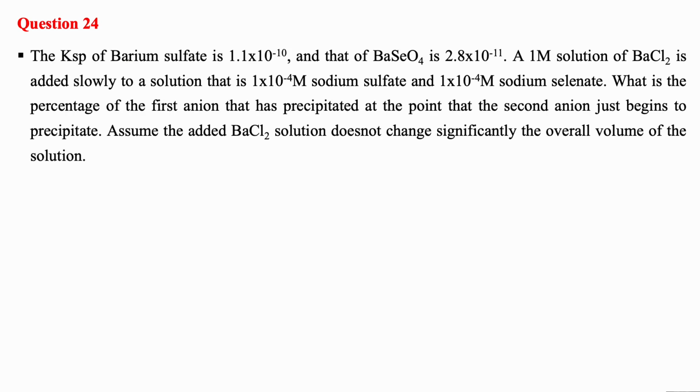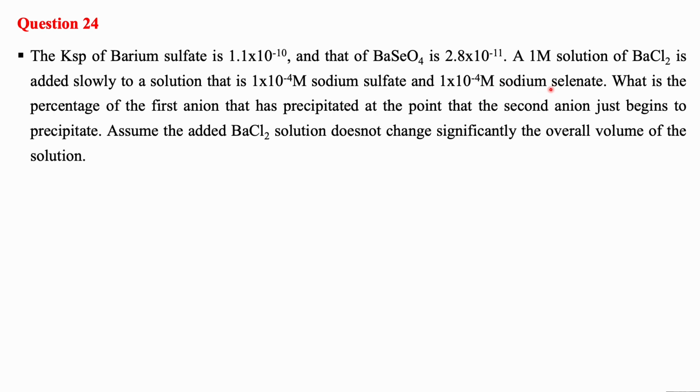Let's go to question 24. Question 24 is saying the Ksp of barium sulfate is this one, and the barium selenate is this one. So you can see here we have the sulfate concentration and you have the selenate concentration. Then they are asking: a 1 molar solution of barium chloride is added slowly to a solution that is 10 power negative 4 molar sodium sulfate and 10 power negative 4 molar sodium selenate.